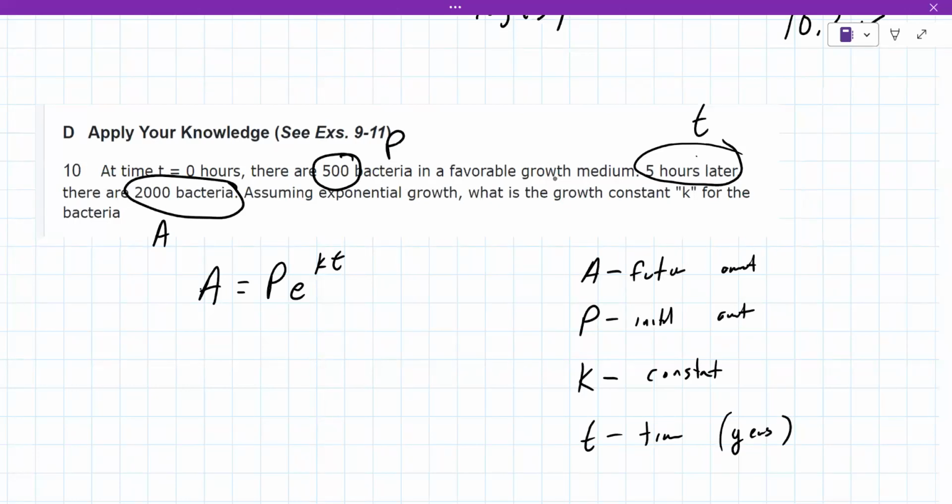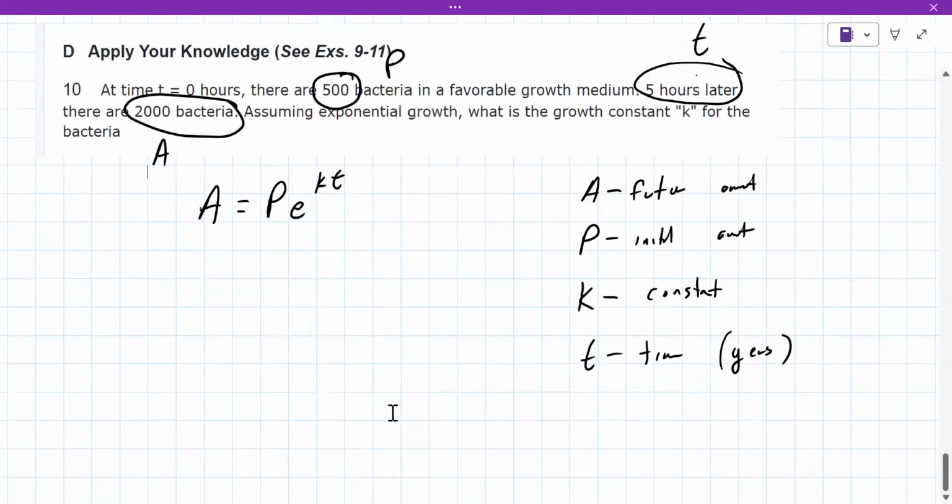Assuming exponential growth, what is the growth constant K for the bacteria? They're giving you all the numbers. They're saying, okay, A is 2,000, P is 500, E is a function. We don't know K, but T is given as 5. So we're just substituting those numbers into the equation.